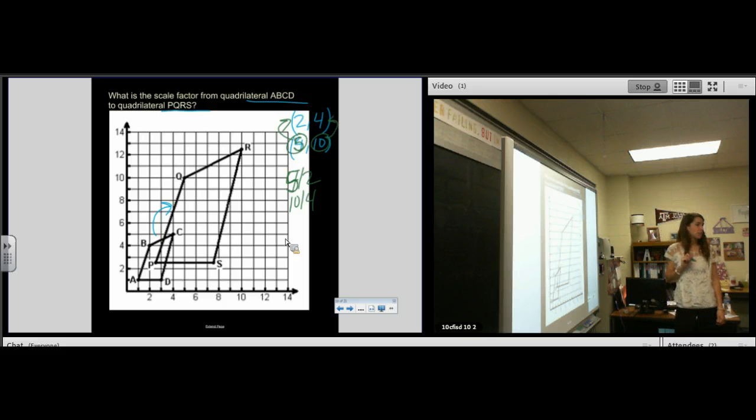What is the scale factor? Wait, no, you changed the wrong one. It's 10 over 4 on the bottom. It's not 10.4. It's 2 over 4, right? No, everything's perfect right now. I promise, okay, it's perfect.